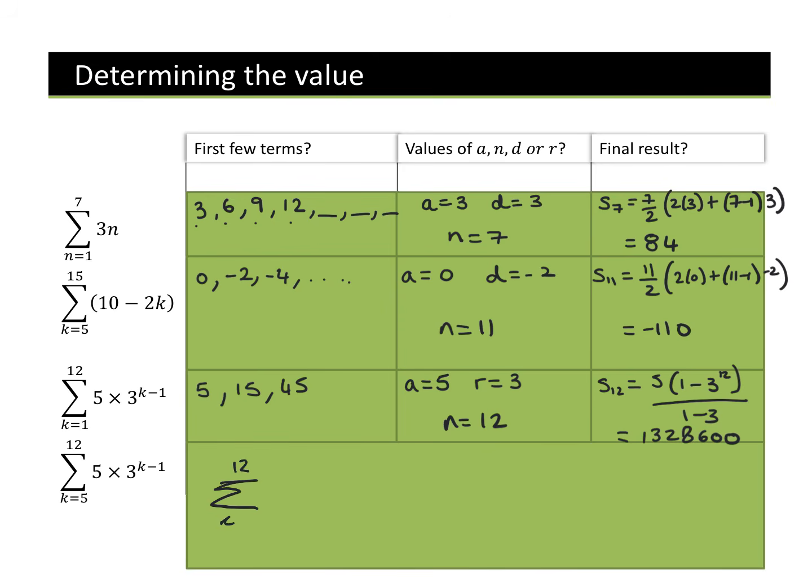The sum of 12 when K equals 1 of 5 times 3 to the K minus 1, take away the sum. Now remember, if we want 5 upwards, 4 is 1 less. So we could either figure it out using how we've been doing, or we know that the sum of the first 12 minus the sum of the first 4 is going to give me the sum from number 5 to 12.